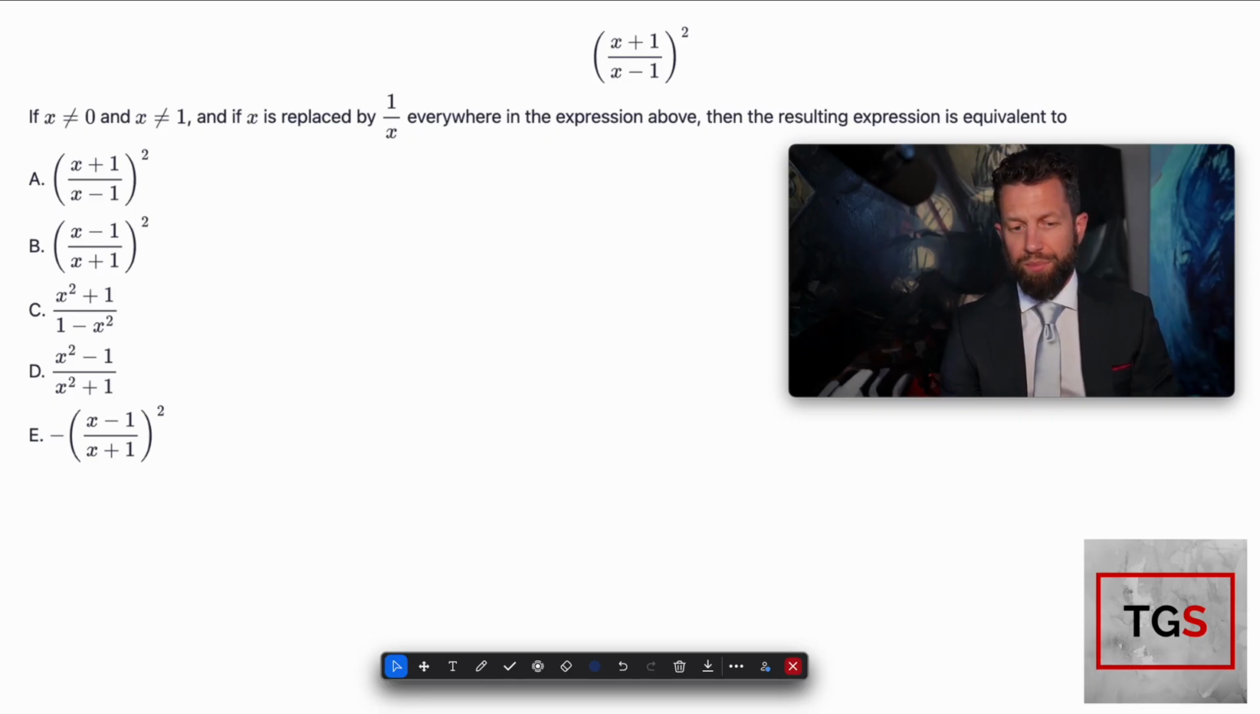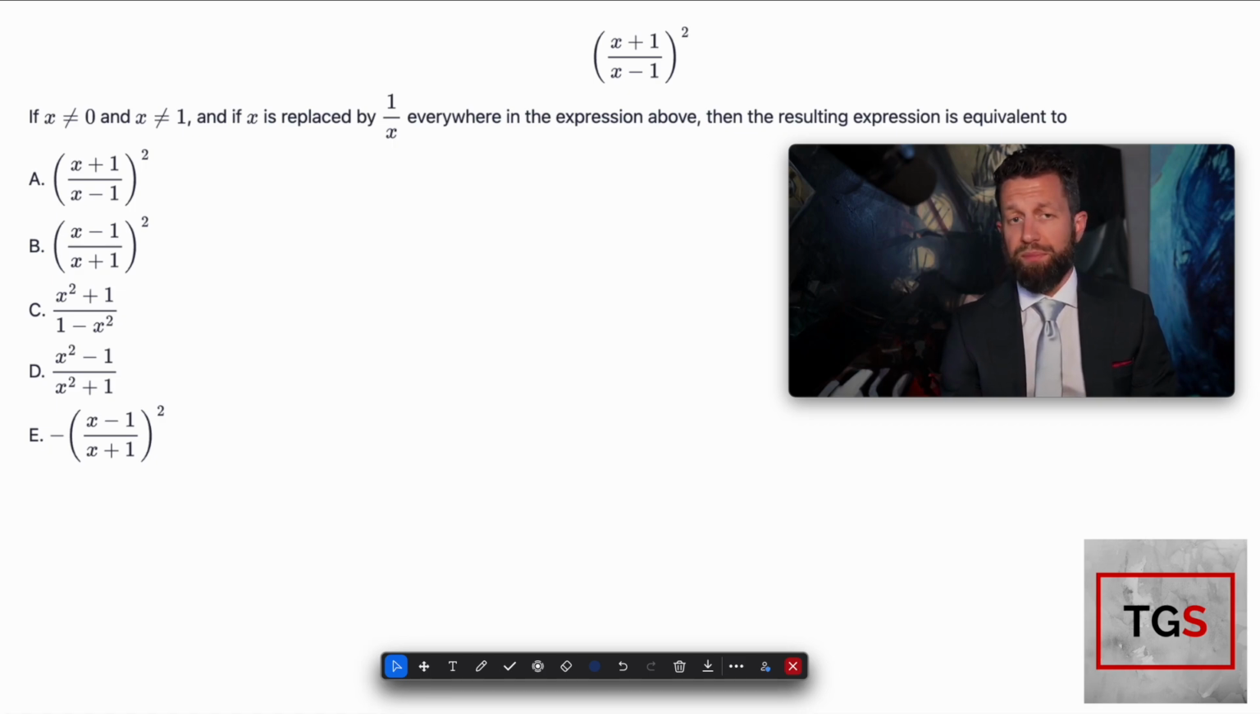Option A is a fraction. Numerator of the fraction is x plus 1. Denominator of the fraction is x minus 1. That whole fraction squared. So it's literally identical to the given expression above. That's option A. Option B is the fraction x minus 1 in the numerator divided by x plus 1 in the denominator. That whole fraction squared.